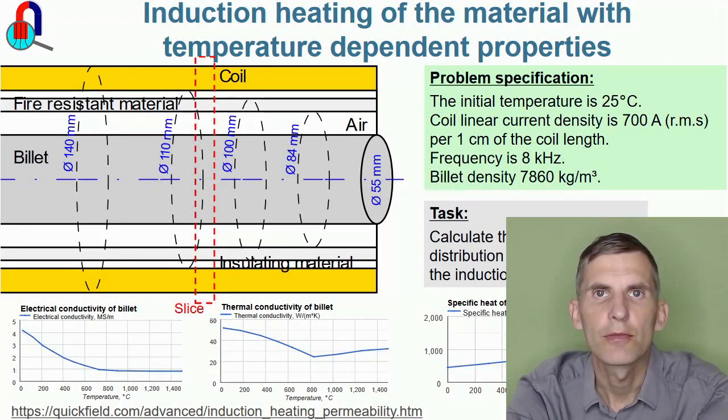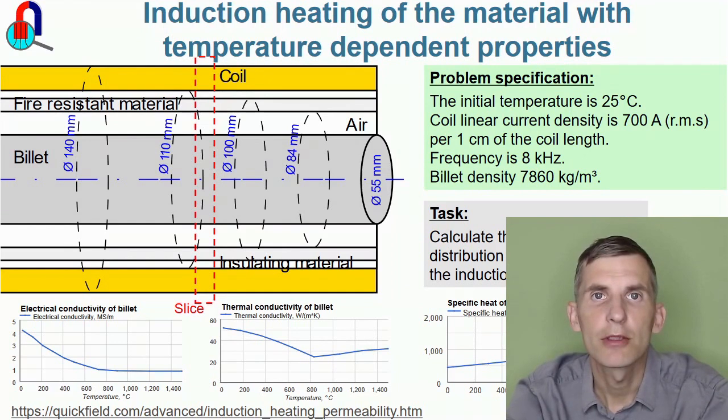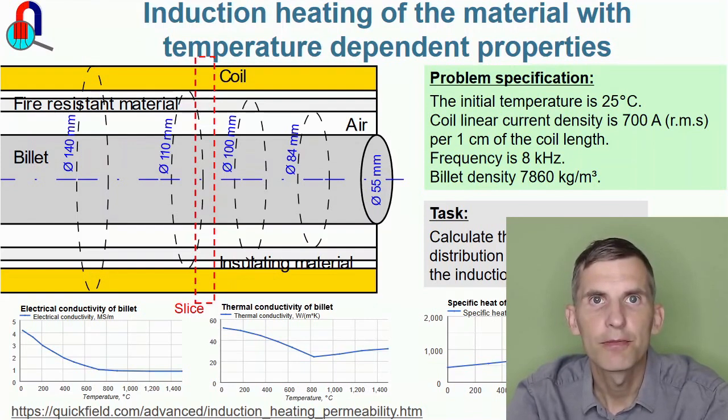Induction heating of the material with temperature-dependent properties. This example is a simulation of a specific problem and at the same time an explanation of a method and application of a tool. We offer this tool for the automation of the simulation process for a wide range of induction heating models where the electromagnetic and thermal properties are temperature-dependent.